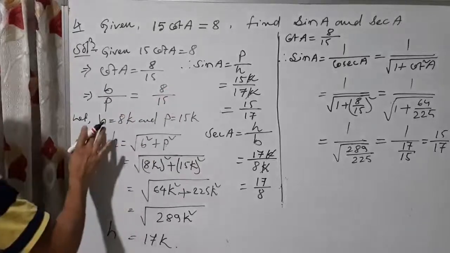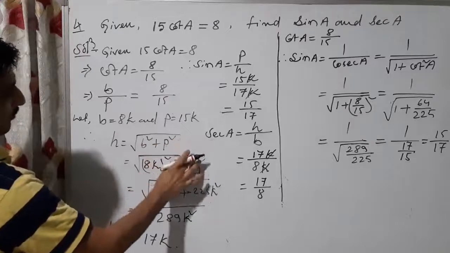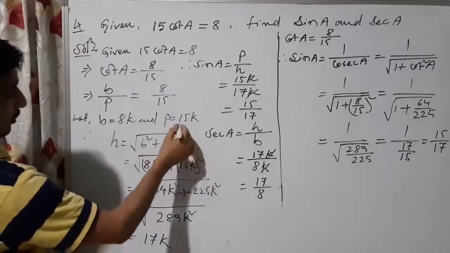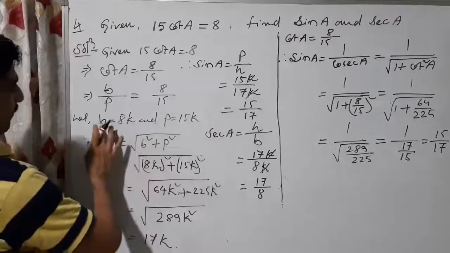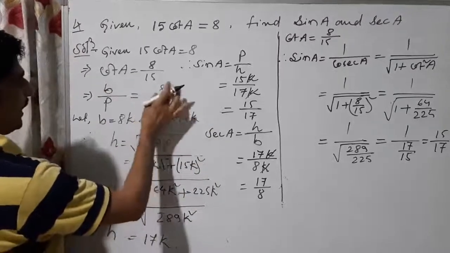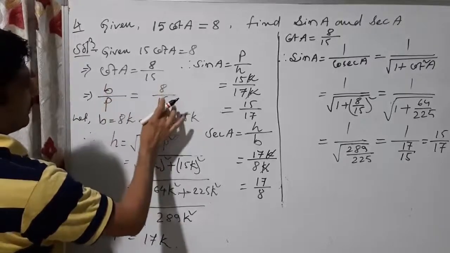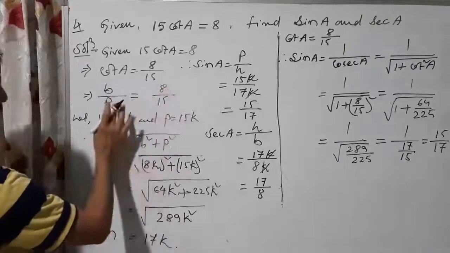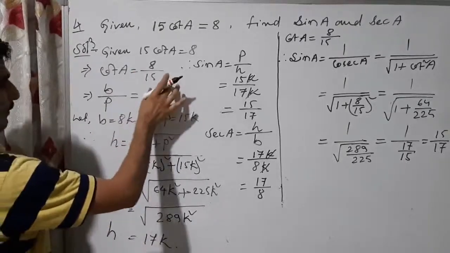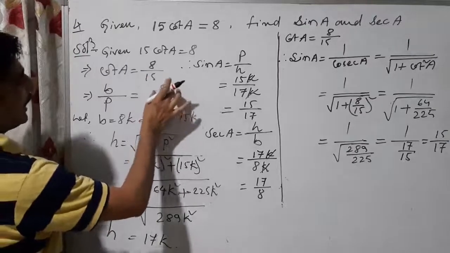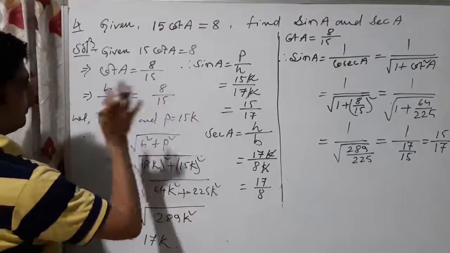Now, let B equal to 8K and P equal to 15K, K being any constant. You should write here K is equal to constant; I have not written it, but you have to write. This is the ratio, B is to P equal to 8 is to 15. So you cannot write directly B equal to 8 or P equal to 15. There is a constant which is multiplied with 8 and 15. So B equal to 8K and P equal to 15K.